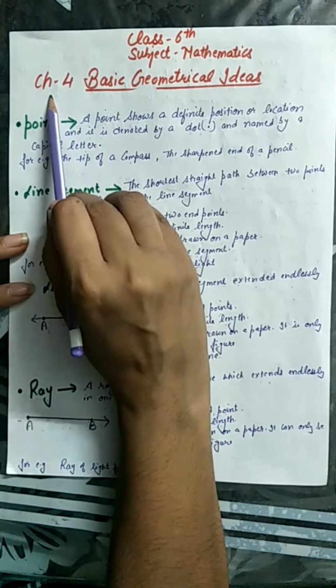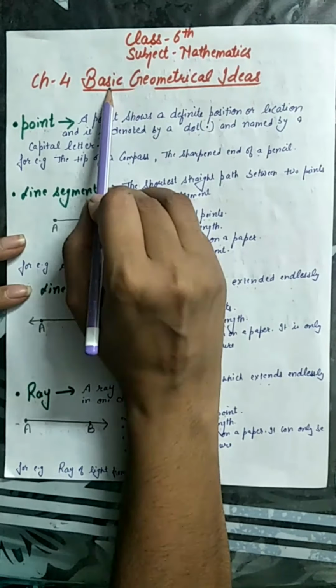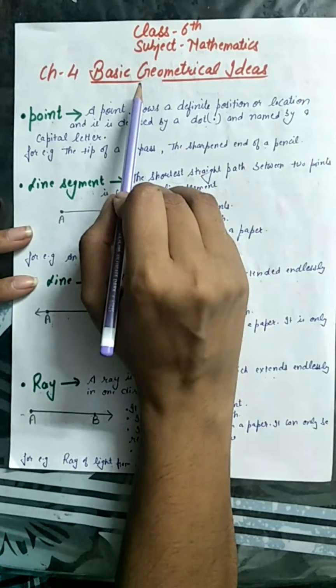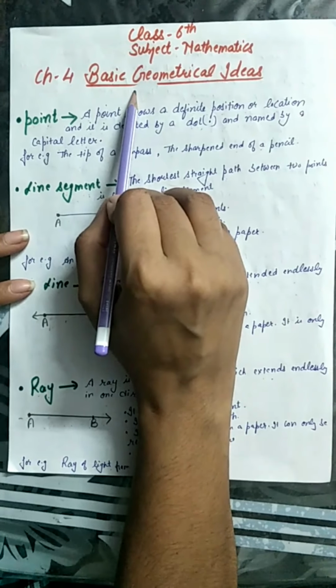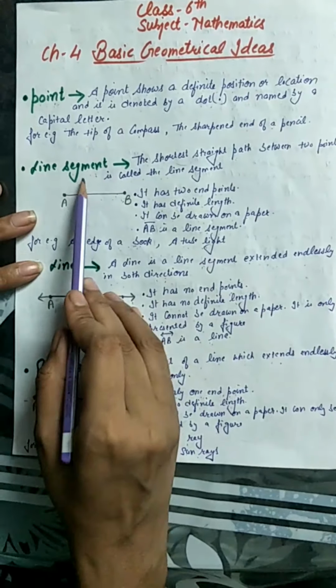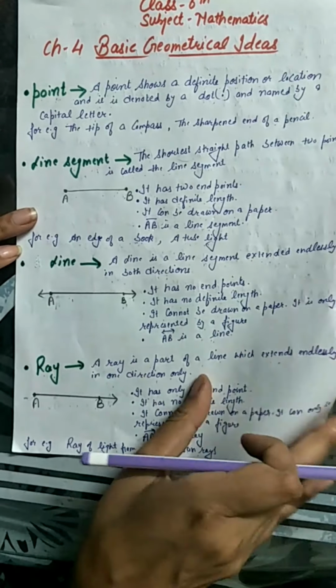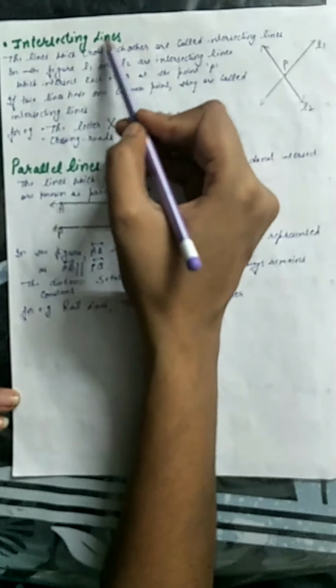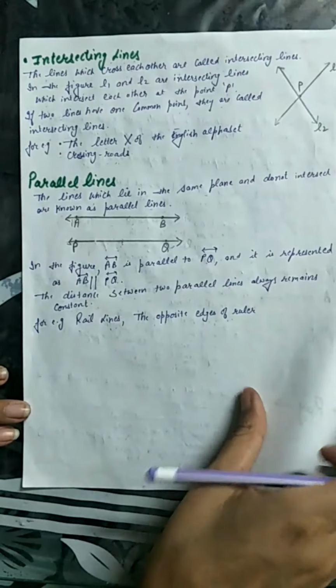Students, today we are going to start a new chapter, Chapter 4, Basic Geometrical Ideas. You have already done this chapter in a previous class also. Today we will discuss point, line segment, line, ray, intersecting lines and parallel lines.